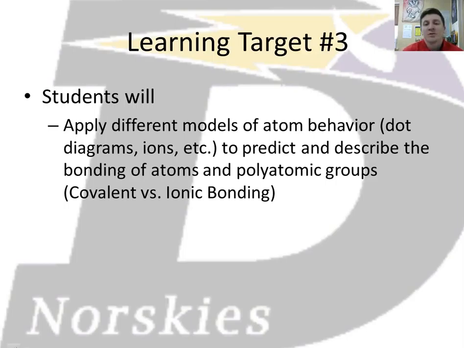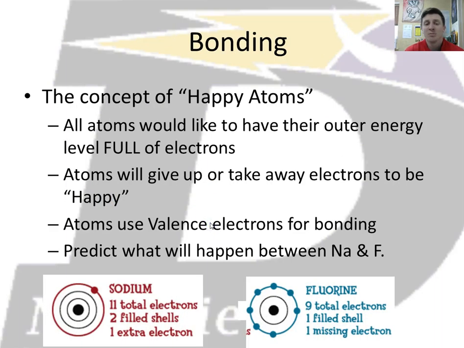And today what we're going to be talking about is chemical bonding. So, Learning Target 3, students will be able to apply different models of atom behavior, dot diagrams, ions, etc., to predict and describe the bonding of atoms and polyatomic groups. So basically what you're going to be given is using dot diagrams and also understanding of ions and ionic charge to determine what types of bonds are taking place and how these chemical bonds do take place. And you'll have to determine whether or not it's covalent or ionic bonding, which I'll explain here in just a little bit.